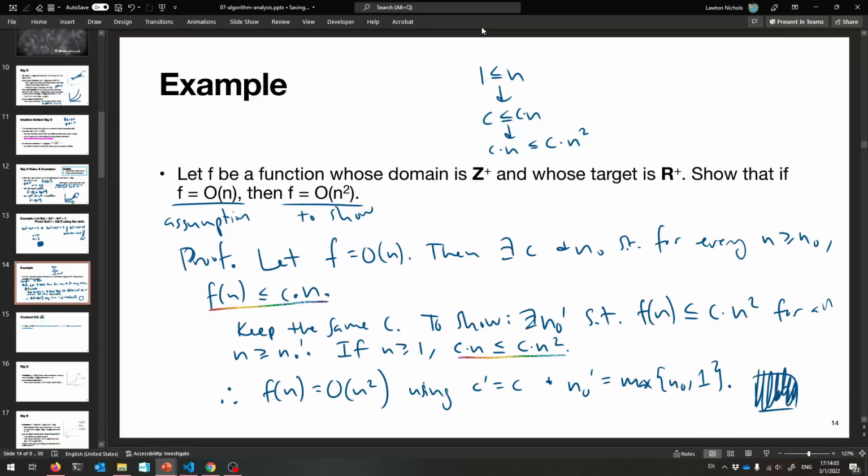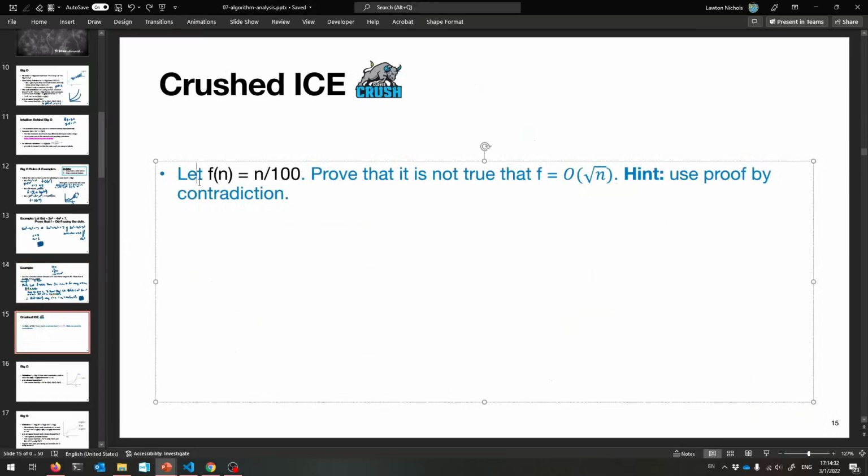That will prove our theorem. We have just proven that we can always find a c and an n naught to make this true whenever we have this true. So it's always okay to try something bigger. The bigger function always dominates still. Okay? So that is an example there, and that is how you prove stuff in terms of big O, using big O. So now it's your turn.